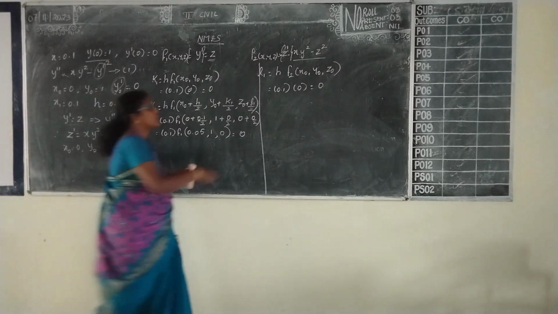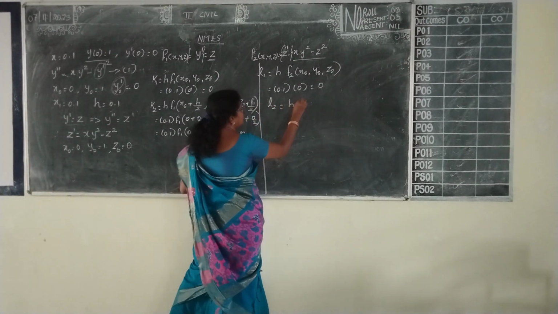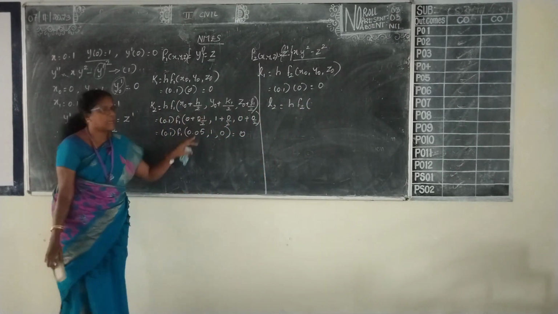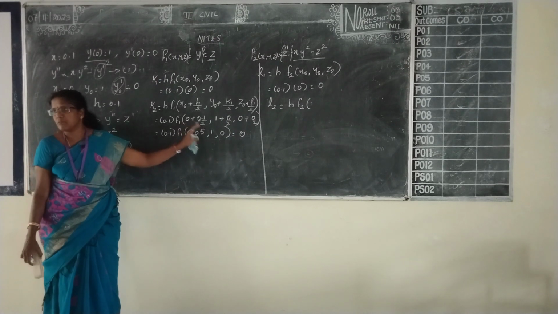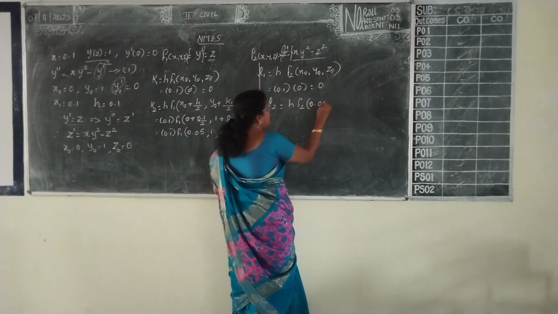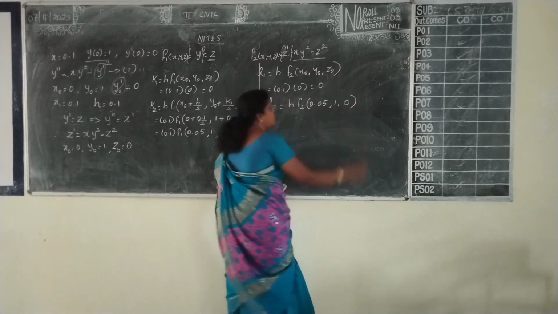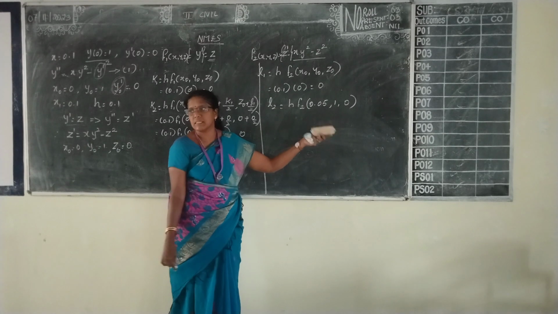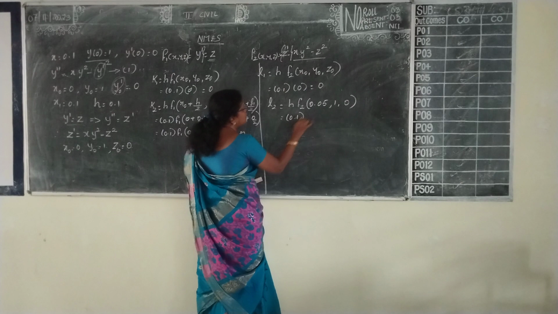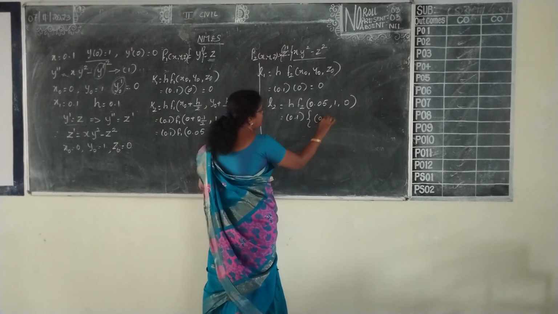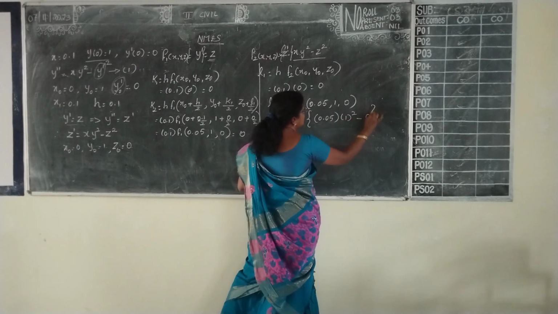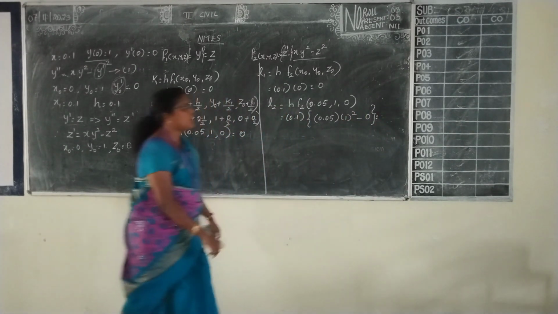Find L2. L2 equal to H into F2 of the same formula, so you can write these values directly. Again, no change there. So F2 of 0.05, 1, 0. Now this is our x, y, z. Substitute that in F2. So 0.1 into x is 0.05, into y is 1 square, minus z is 0. Find what L2 is.